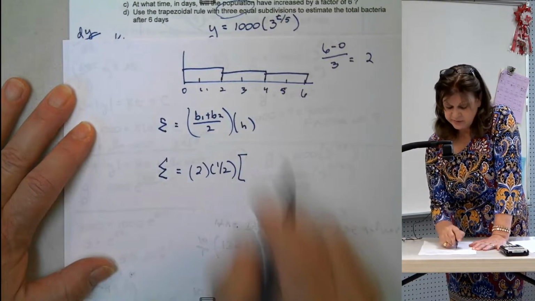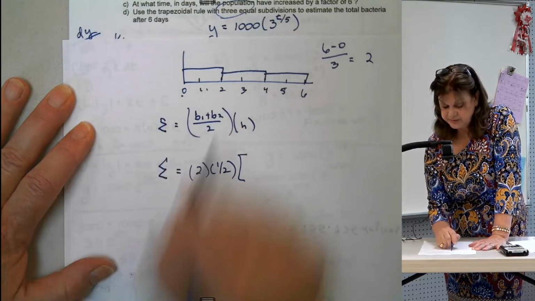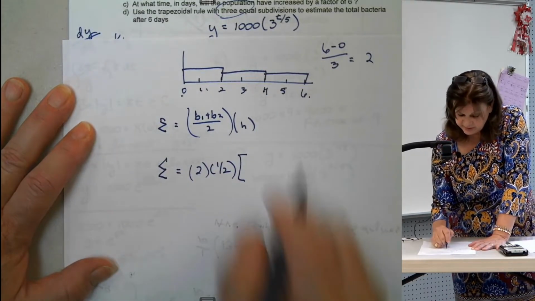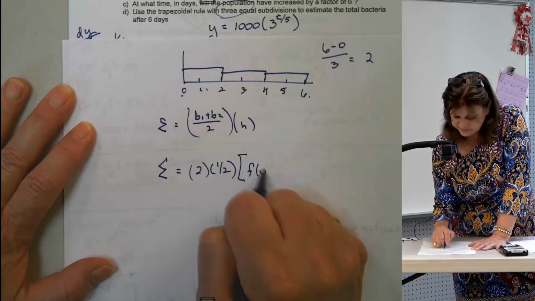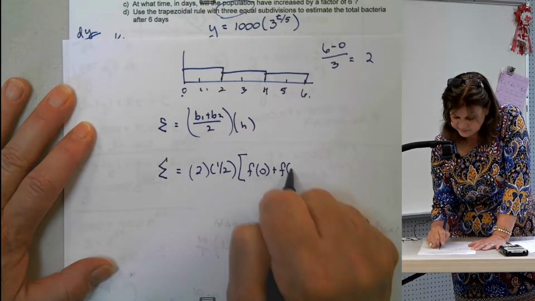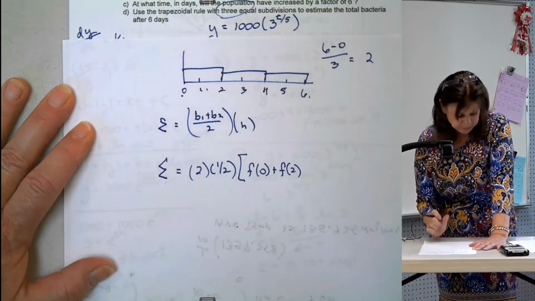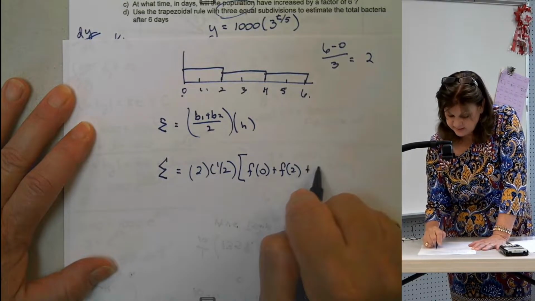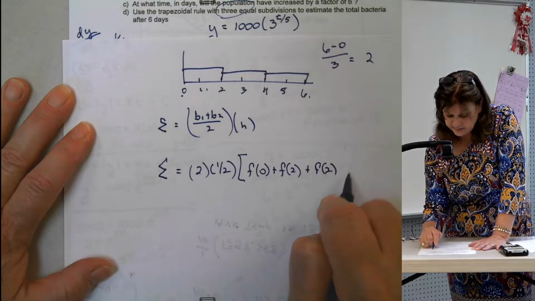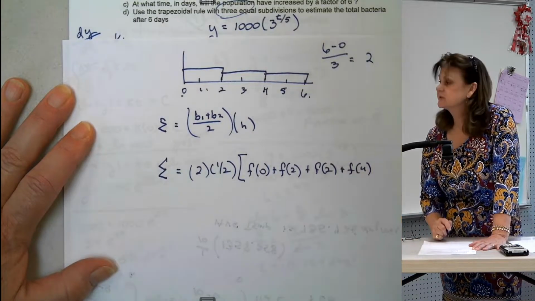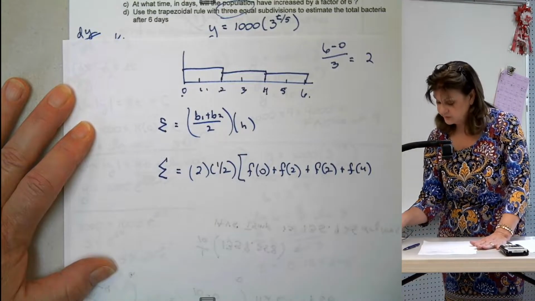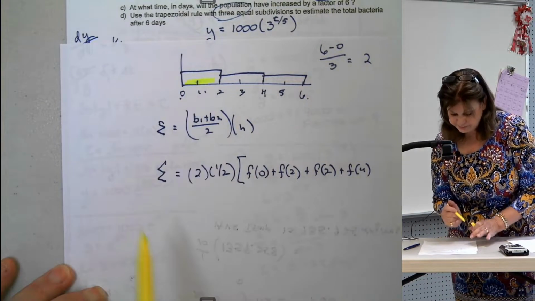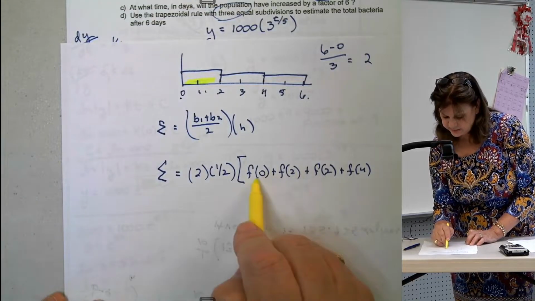And then I'm doing base 1 plus base 2, base 1 plus base 2, base 1 plus base 2. So I'll be evaluating f of 0 plus f of 2. That's my first trapezoid. I'll add to that base 1 plus base 2. There's the second trapezoid. So hang on a second. There's base 1 and base 2.